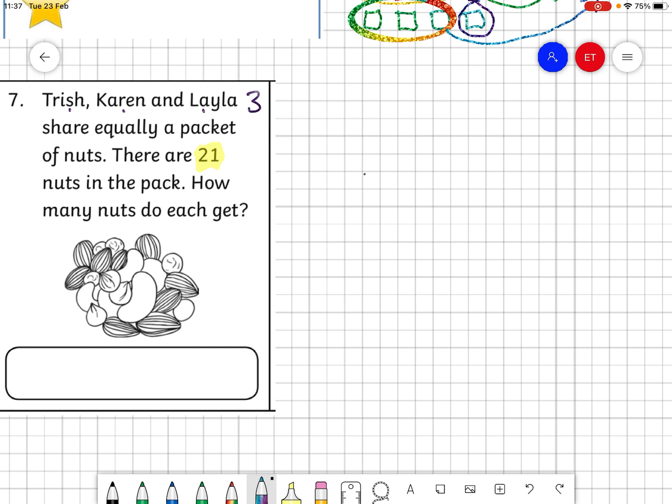So we could give each person a packet that they're going to put them in. And we're sharing 21. So 1, 2, 3, 4, 5, 6, 7, 8, 9, 10, 11, 12, 13, 14, 15, 16, 17, 18, 19, 20, 21. So we have 1, 2, 3, 4, 5, 6, 7. Let's just double check. 1, 2, 3, 4, 5, 6, 7. So that could be Trish's, that could be Karen's, and that could be Layla's. So they each get 7 nuts each.